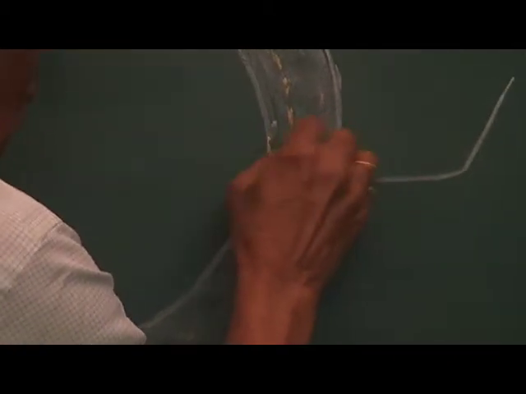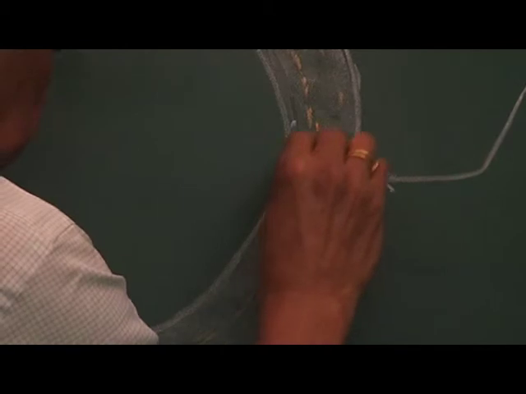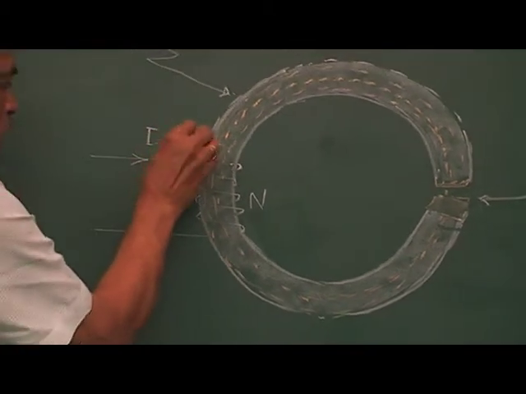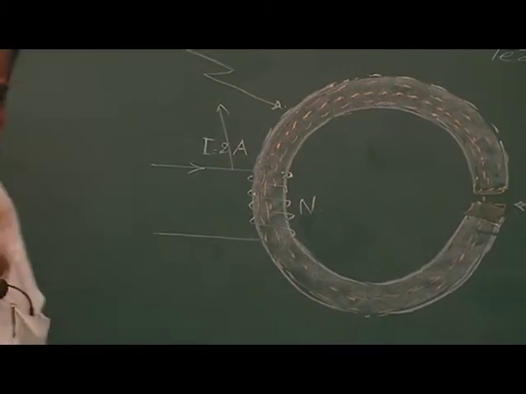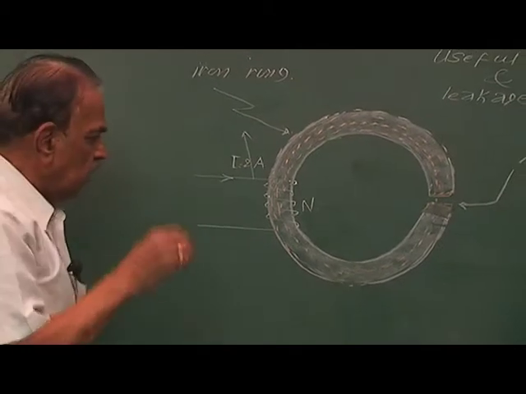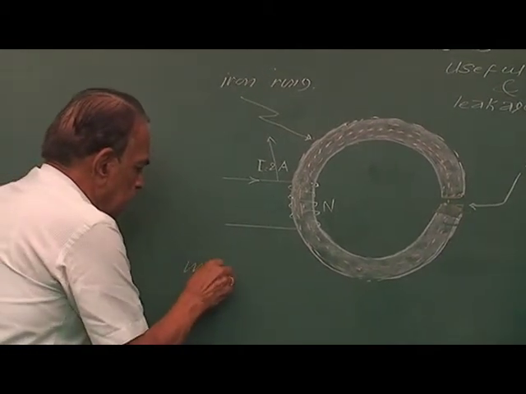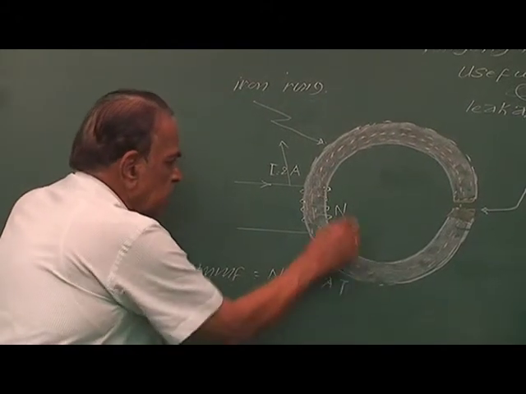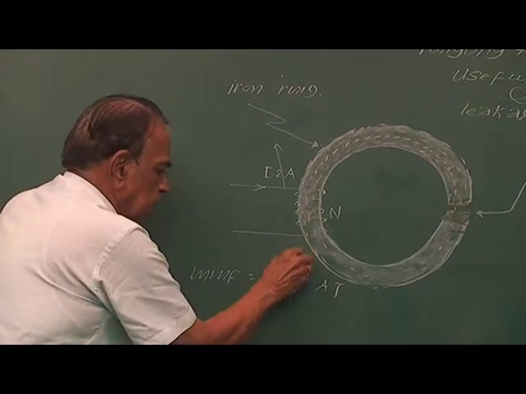Actually this is very small length. Suppose this I is 2 ampere. Increase this current slowly. 2 becomes 3, 3 becomes 4. Can you tell me, you know this equation, MMF is given by N into I, ampere turns. Number of turns are constant, you increase the current.